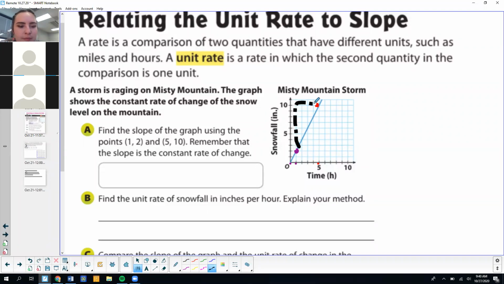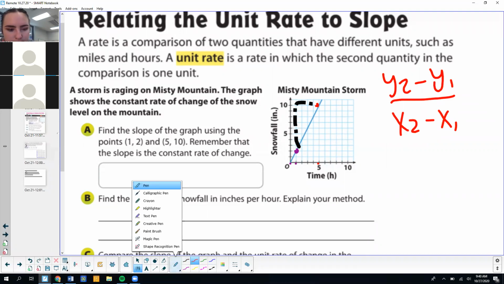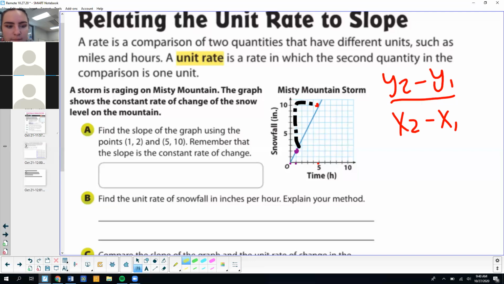All right, so remember that slope is a constant rate of change. So we need to find the slope or the rate of change. Remember that formula that I just gave you guys, y2 minus y1 over x2 minus x1. So I'm going to highlight. I'm going to make my first point 1, 2, and my second point 5, 10. So that's what it means.